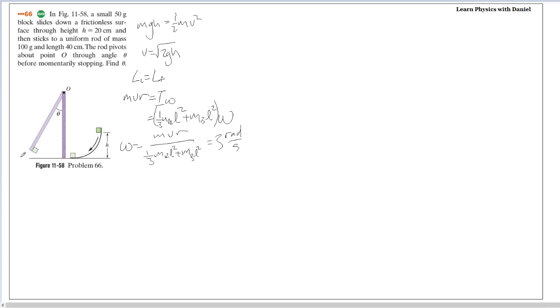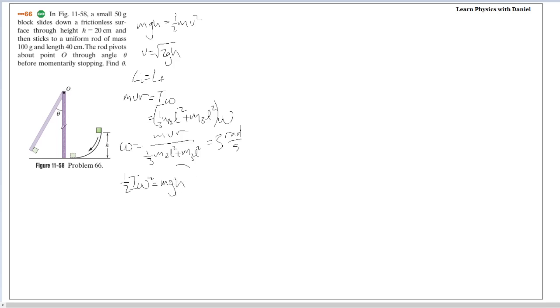So here we move on to our third stage, which is conservation of energy. Here we see that we have initial rotational kinetic energy of half I omega squared, which is still this I and this omega, and then this will equal the final gravitational potential energy of mgh. But what exactly is our h?